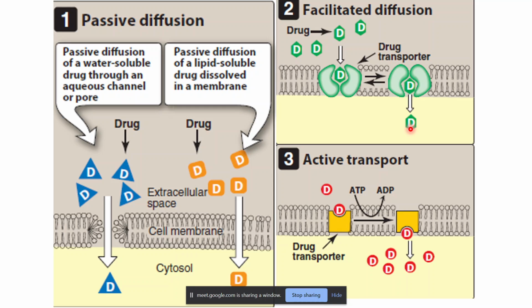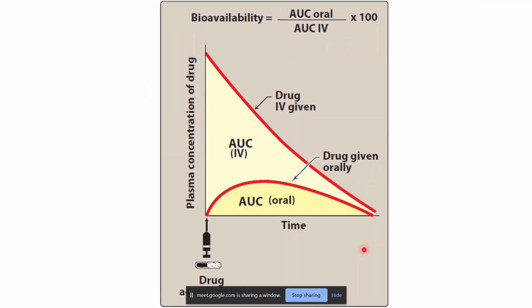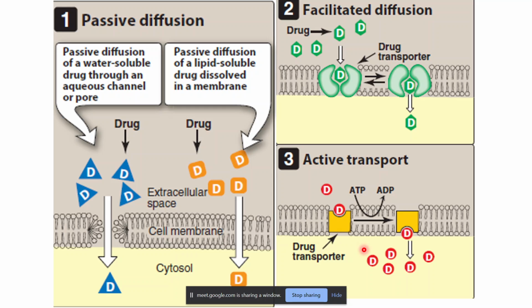So the last one is active transport. Active transport will involve the specific carrier, and it will require the energy of ATP. So the same as facilitated diffusion, but additionally ATP is used to make this transfer. Also there is endocytosis, but it's not very common, and only for solutions.